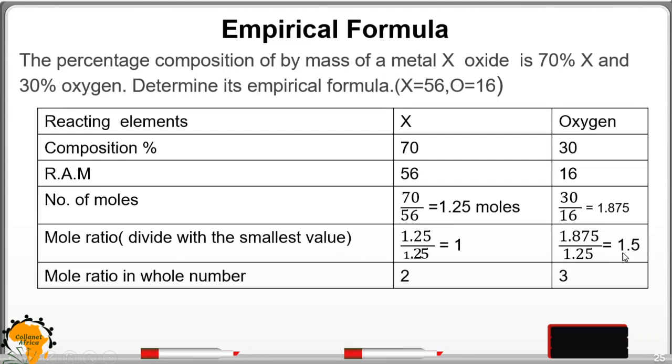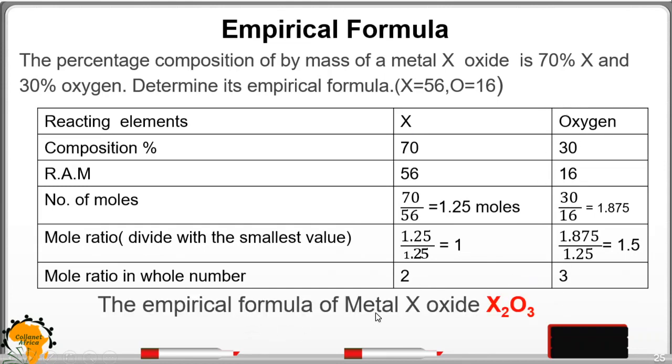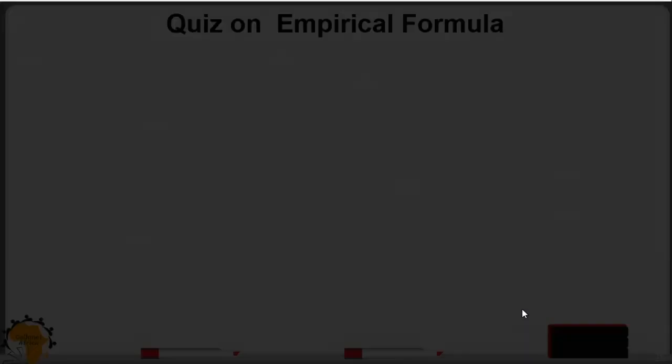Therefore, in this case, you multiply by 2 to make the number whole, and you do the same to the other one. When you multiply by 2, you get 2 for the first and 3 for the other. So they will combine in these moles. So X will have 2 and oxygen 3. So the empirical formula of metal X oxide is X2O3.